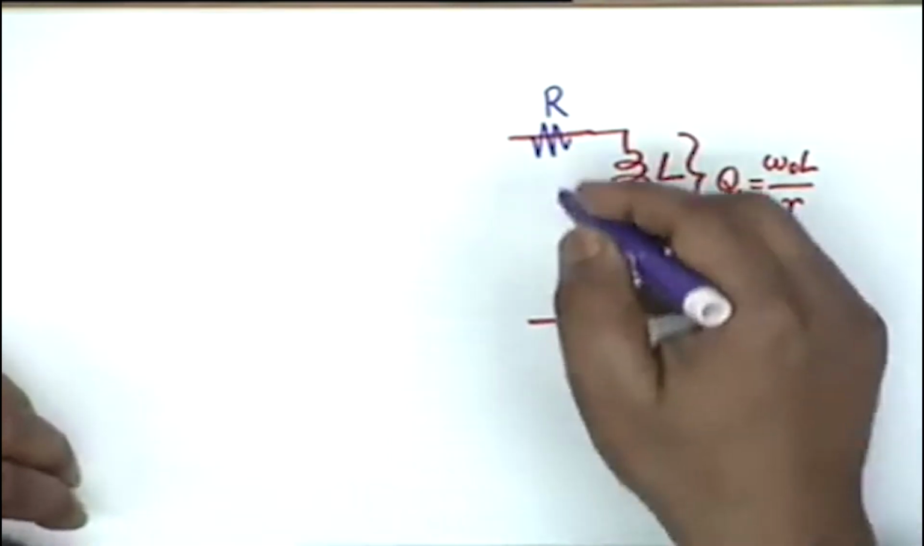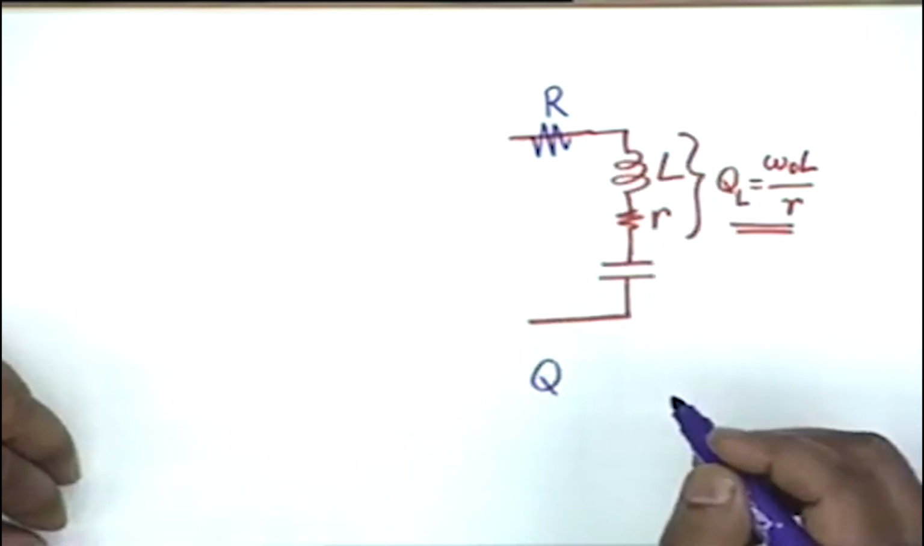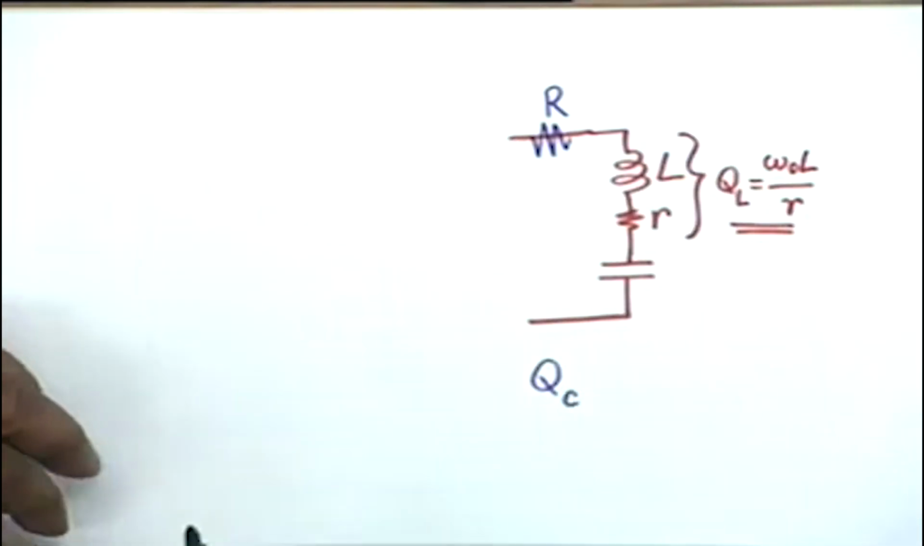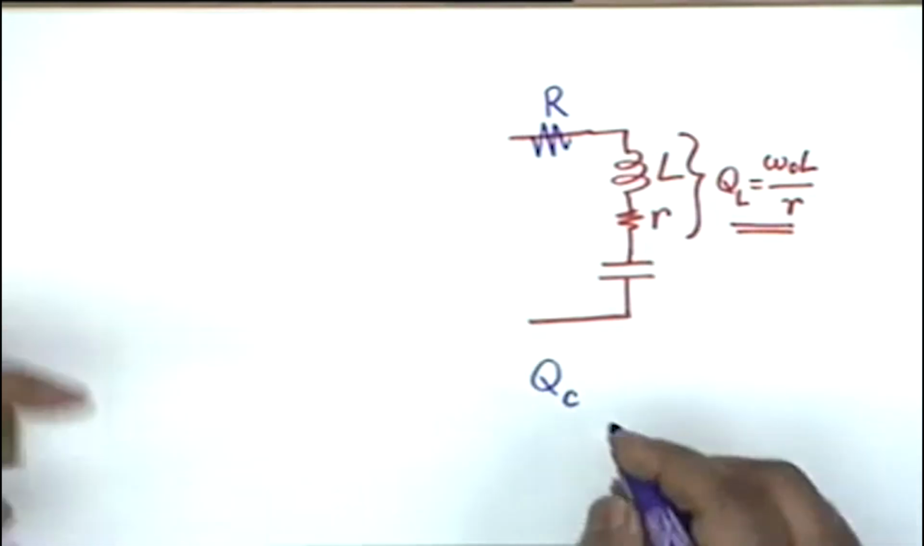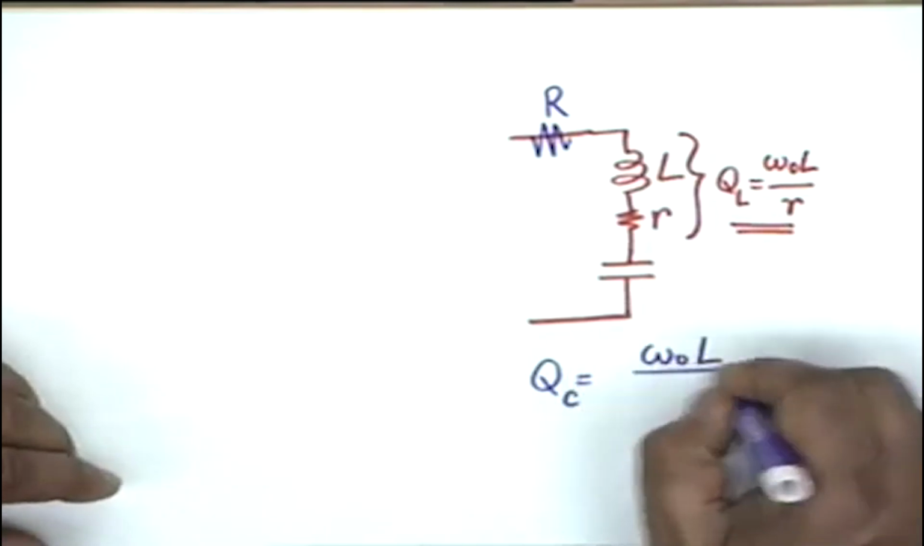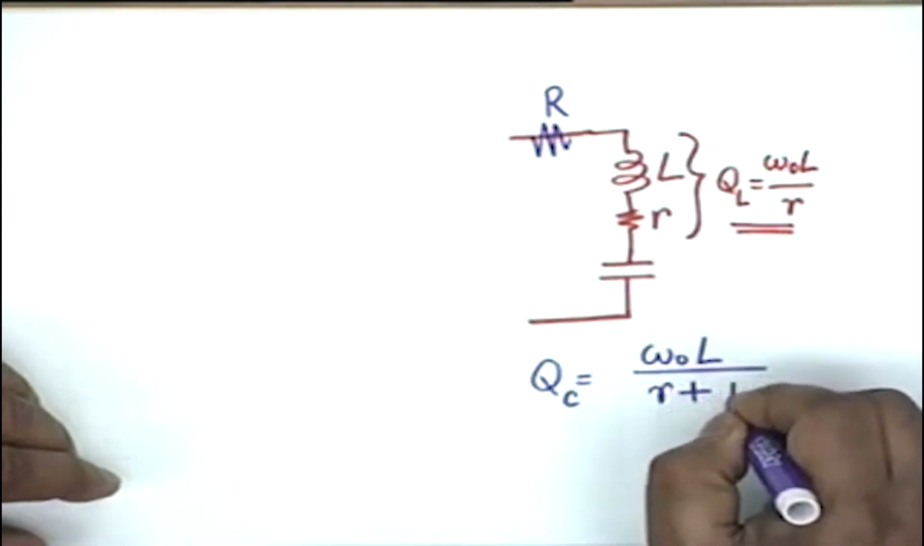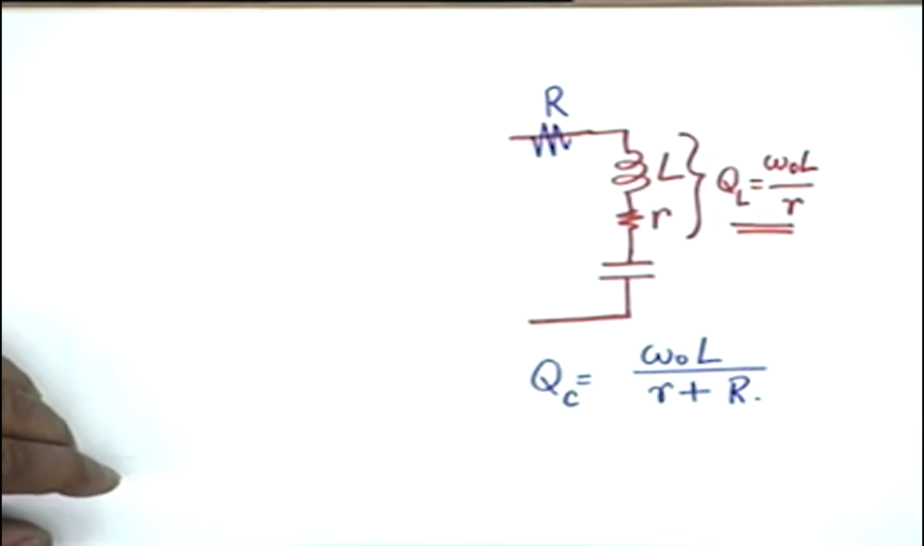All right. So the Q or selectivity of the circuit, now QC, will be different from QL. QC will be less than QL. In fact, QC will be omega 0 L divided by capital R plus small r. Is the point clear? The selectivity of a resonance circuit is not necessarily the Q of the coil, because there can be extra resistors in this circuit.